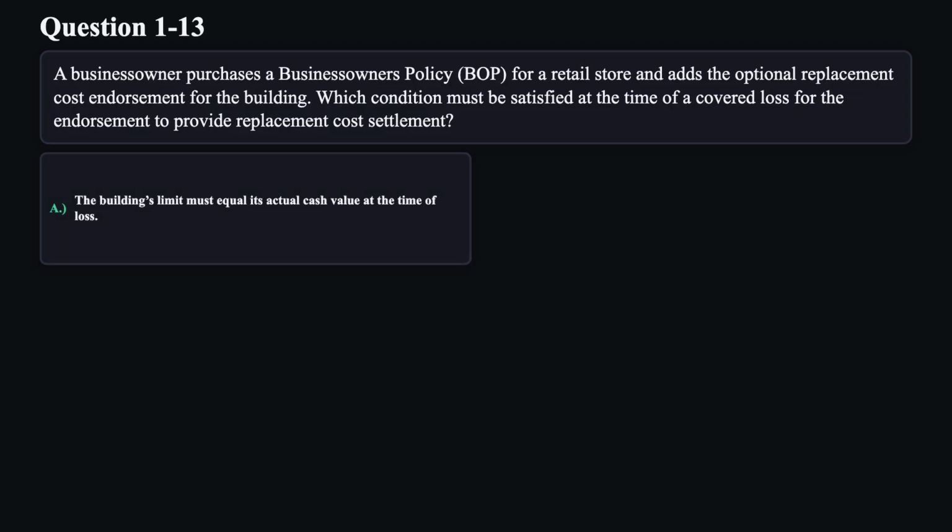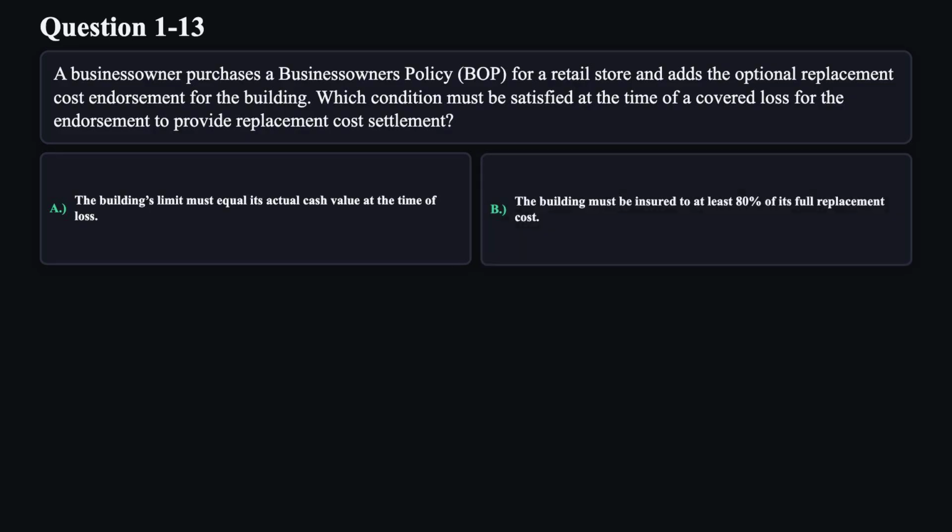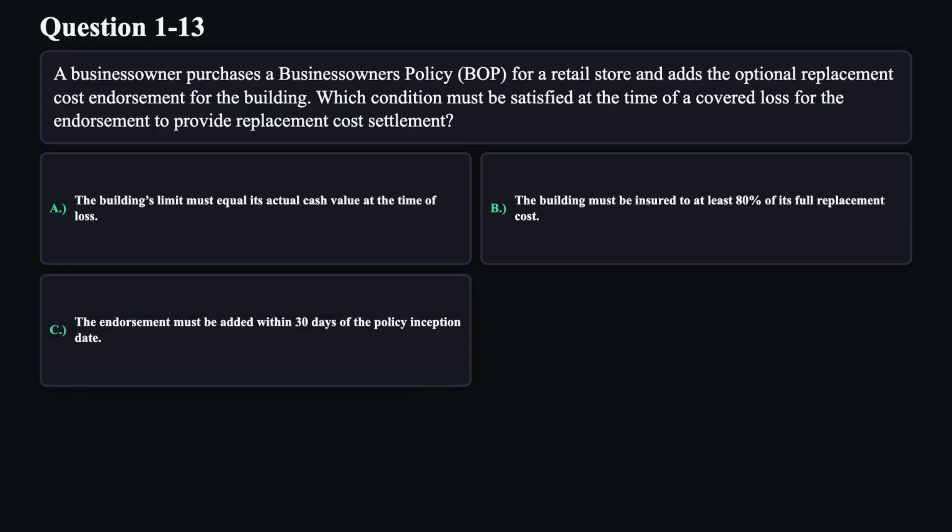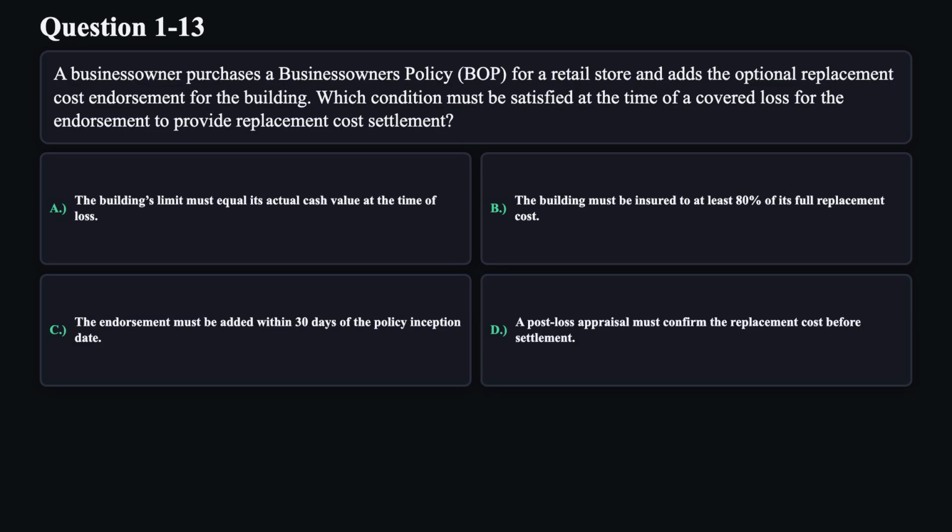A. The building's limit must equal its actual cash value at the time of loss. B. The building must be insured to at least 80% of its full replacement cost. C. The endorsement must be added within 30 days of the policy inception date. D. A post-loss appraisal must confirm the replacement cost before settlement.